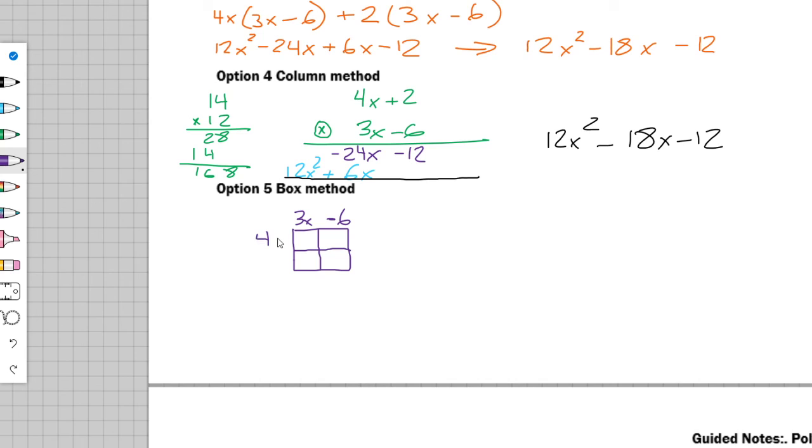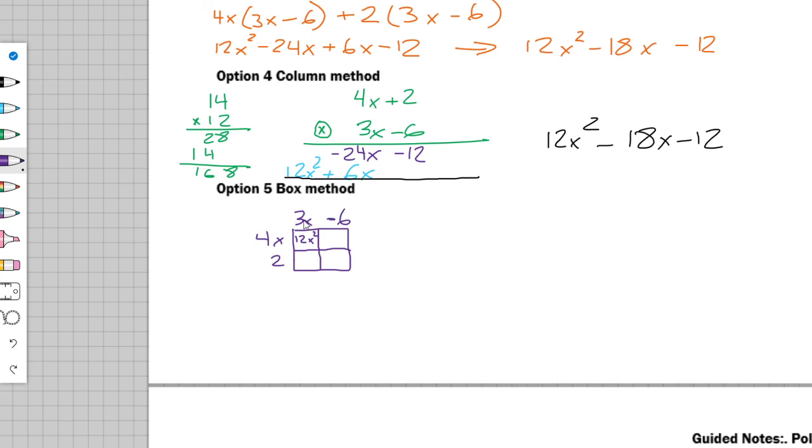So then you have 4x and +2. The positives you don't need to worry about having the sign because we don't usually write positives with a sign on the outside. Then you're just going to multiply. So just like a Punnett square, you would do the top of the column times the row, or the row times the column. So 4x times 3x, or 3x times 4x. This gives us 12x squared.